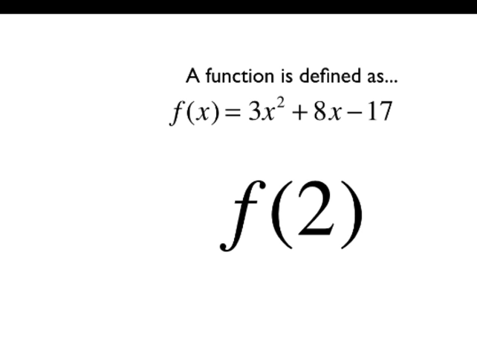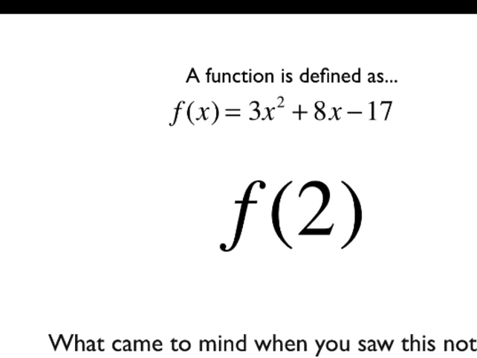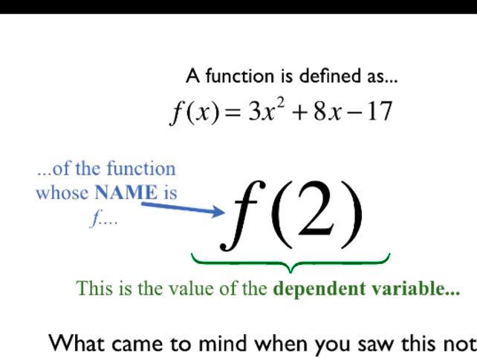But that's how you've been trained, right? You were trained that you see that, you got this, do it, right? Like, plug 2 in, crank it out. But that's not what this means. It means the value of the function or the value of the dependent variable when x is 2. And you don't have to do it. You don't even have to think about doing it, right? So it's still the value of the dependent variable of the function whose name is f, and the independent variable has a value of 2.